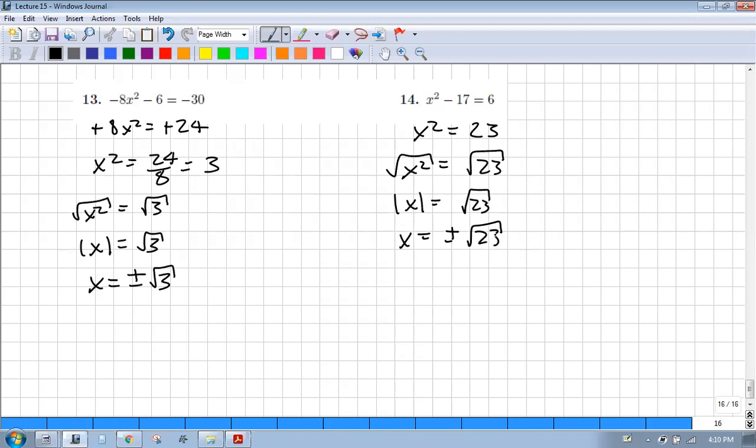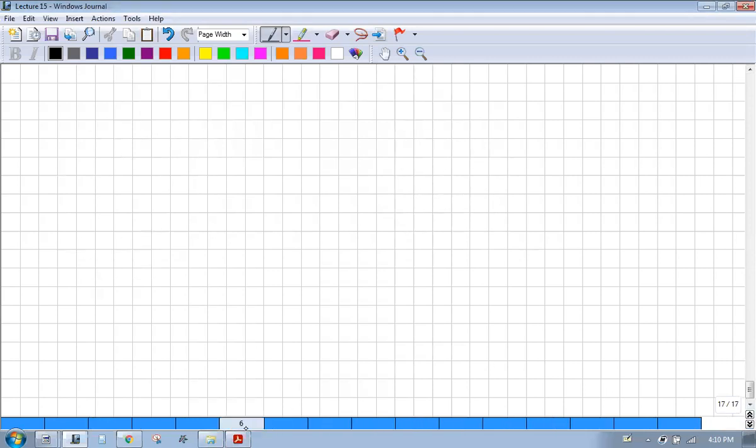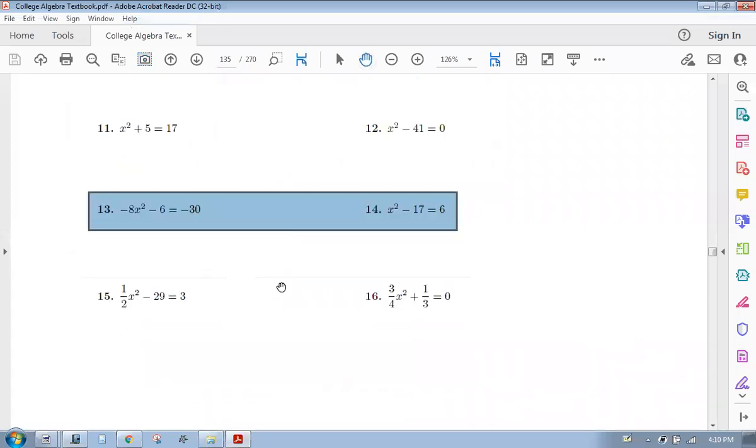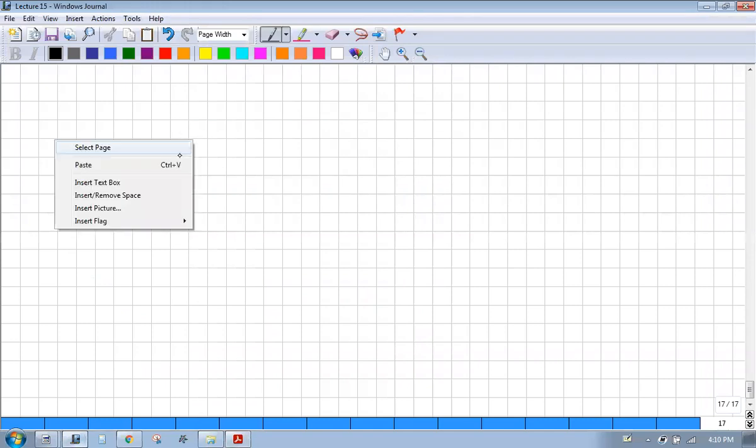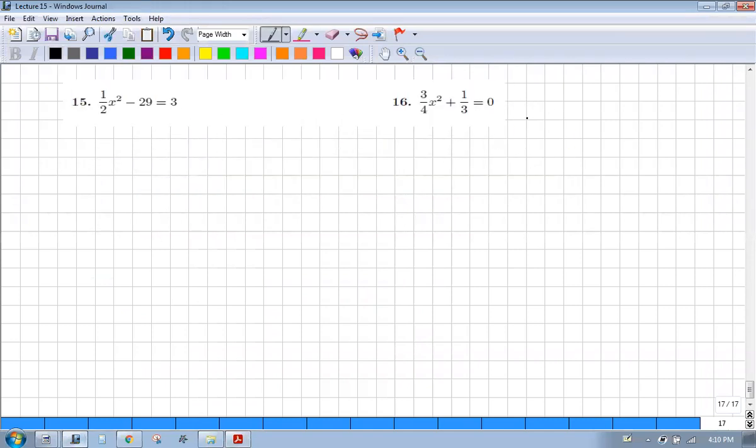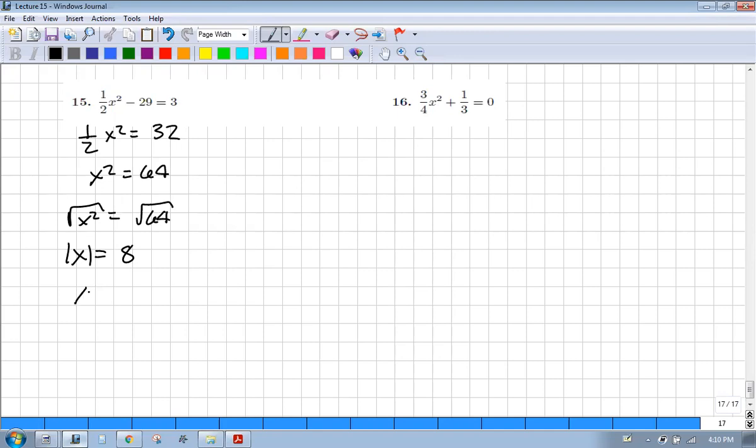So we got 2 more. Throwing in some fractions just to make it ugly here. Same thing though. Let's see, we got 1/2 x squared. If we add 29 to both sides, we get this. Multiply both sides by 2. Square root both sides. Square root of 64 is 8. So x is positive negative 8.